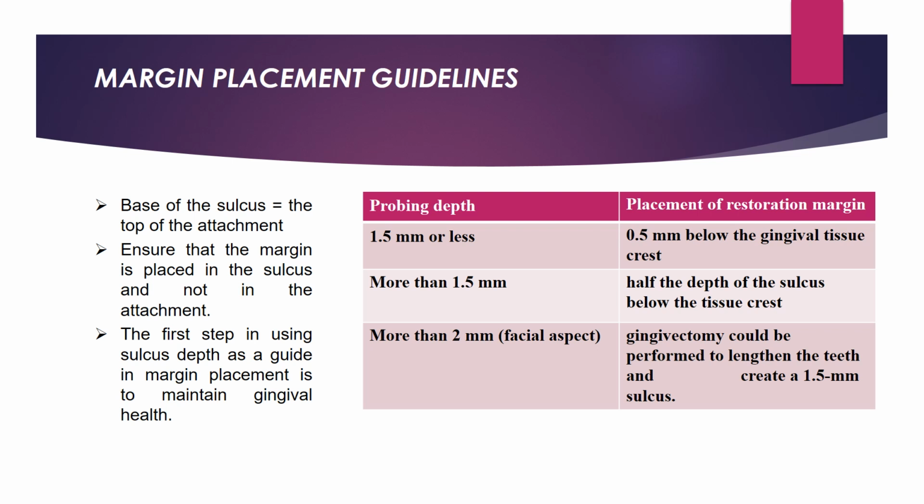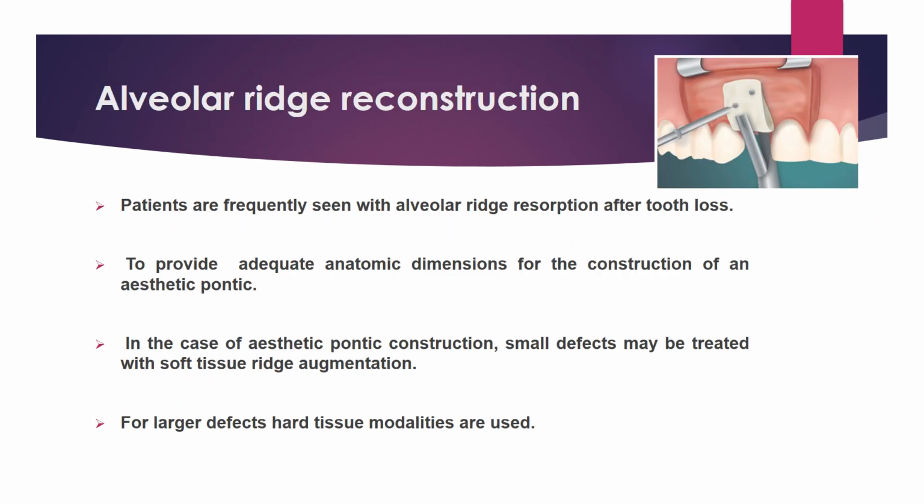If the probing depth is more than 2 mm, it leads to increased plaque retention, again an inflammatory response, and decreased periodontal health maintenance. So a gingivectomy should be performed to lengthen the teeth, and we can create a 1.5 mm sulcus and go for 0.5 mm below the gingival tissue crest for placement of restorative margins.